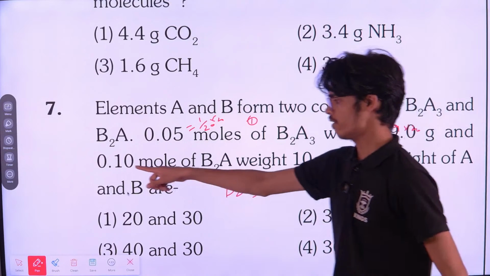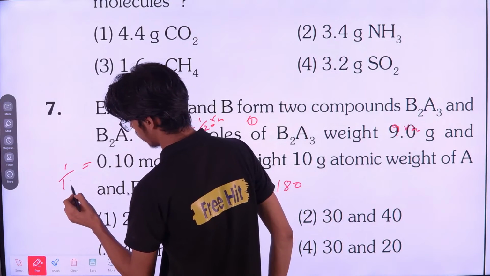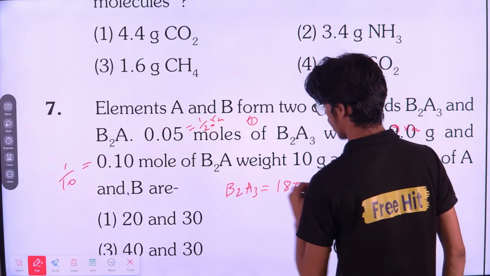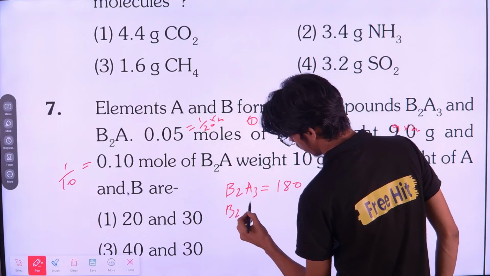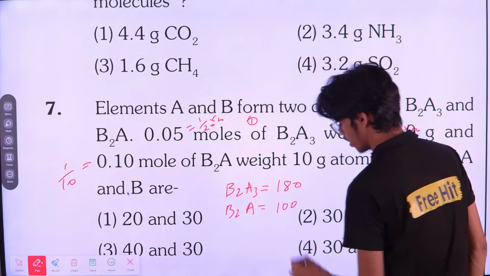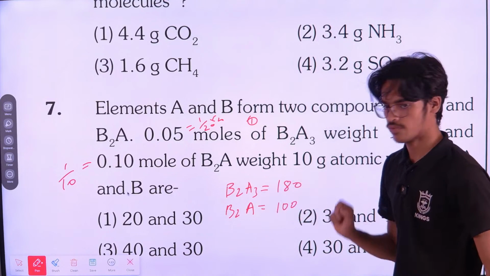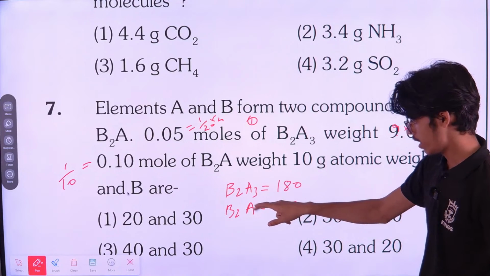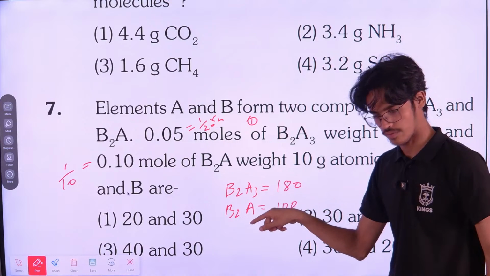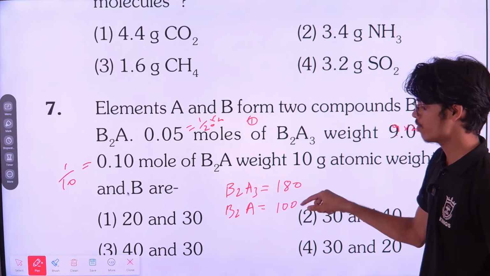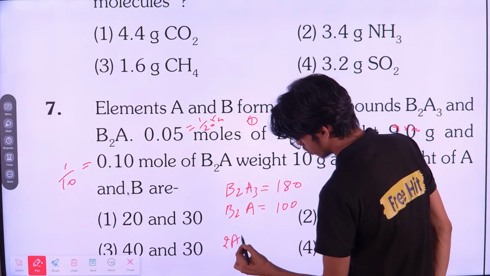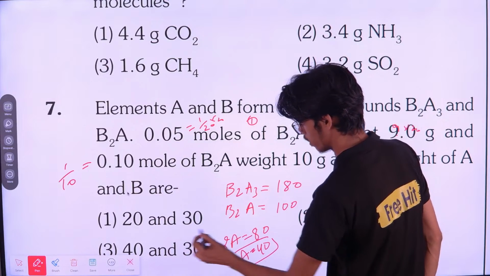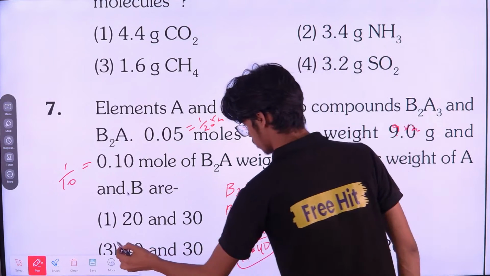Same way, 0.1 mole is how much? It is 1 by 10, right? So 1/10 of a mole is weighing 10 gram. Then 1 mole will weigh 100 gram. So B2A will weigh 100 gram. Now, when you subtract two particles of A, 80 amount of mass is separated. It means two particles of A are weighing around 80, so one particle of A will weigh around 40. So A is 40.